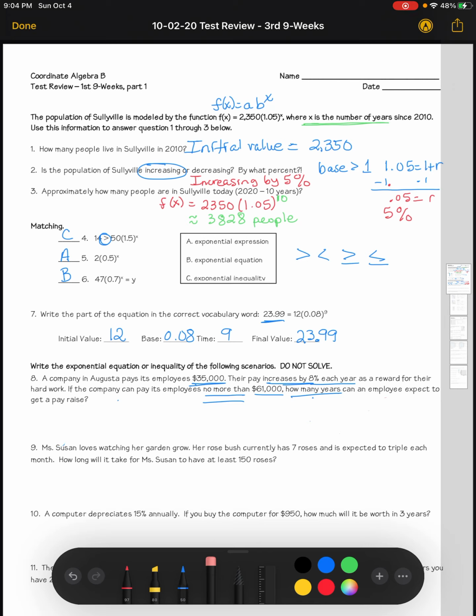Okay, so here we go. Let's try it again. Y is equal to a times the sum of 1 plus r to the x power.